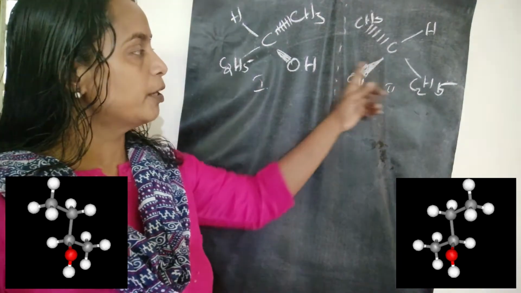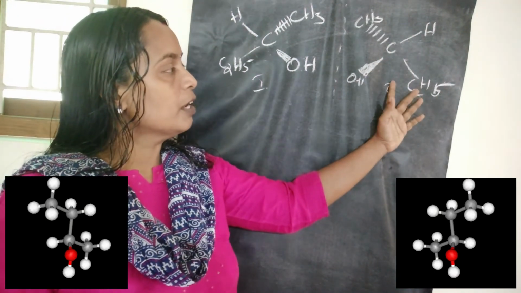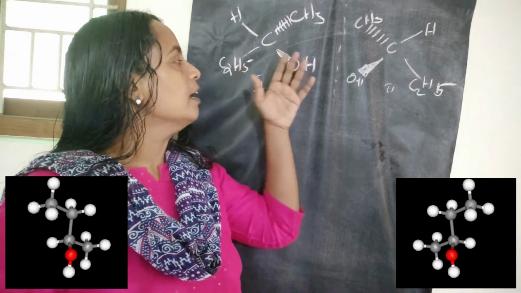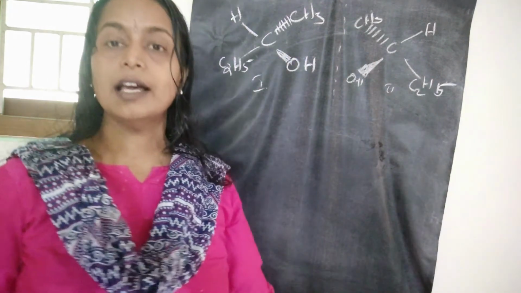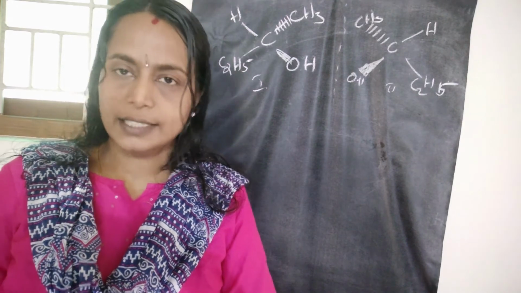That is not a superimposable mirror image. We cannot superimpose this mirror image by itself or by simple rotation over this structure, the first structure. And this type of structures are called chiral, and the phenomenon is called chirality.